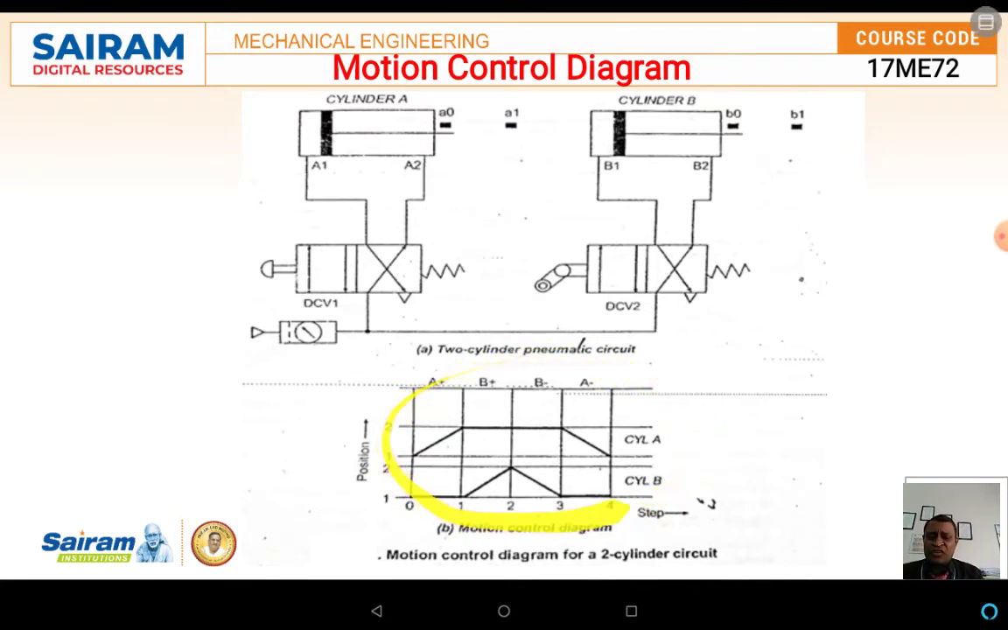in the previous sessions. Now here the entire mechanism, or the movement of the cylinders, is done sequentially and is represented by means of a motion control diagram. See, when A plus occurs, the cylinder A is under extension stroke, and cylinder B is idle, meaning it is at the B1 position only.